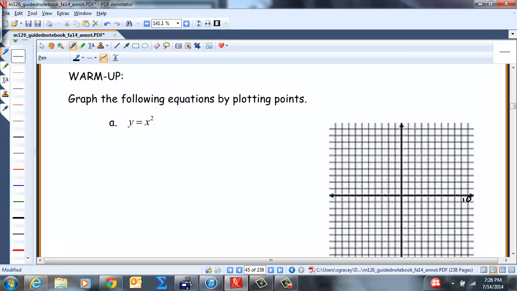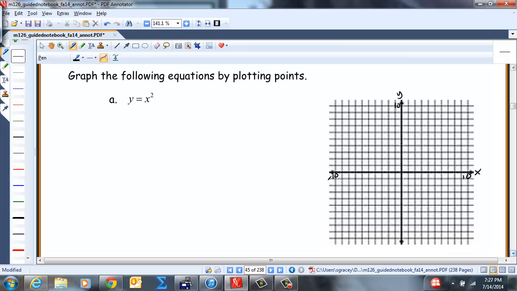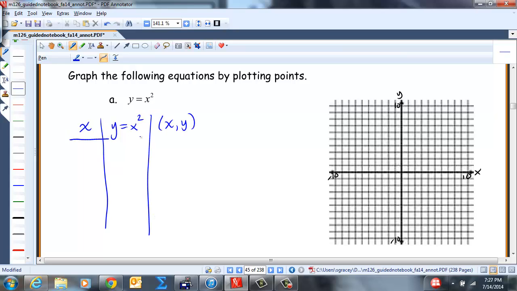I'm just going to do the regular scale on this, which is plus or minus 10 of x and y. So if we were to make a table of values for this, it's going to be easiest to plug in values for x and then solve for y. And then here would be our ordered pair in terms of x and y. So if x is, let's try -3, y would be -3 squared, so y would be 9. So we'd have the ordered pair -3, 9.